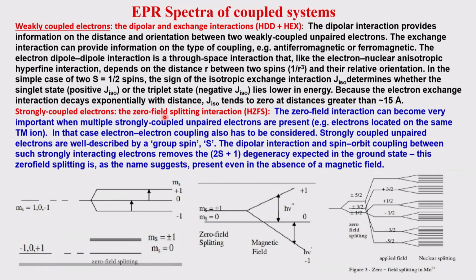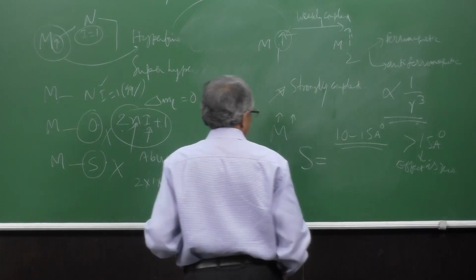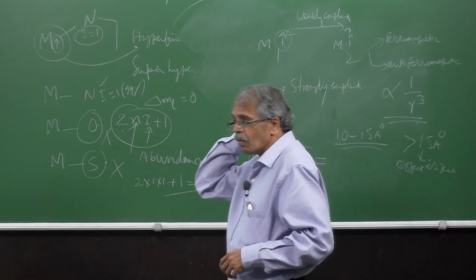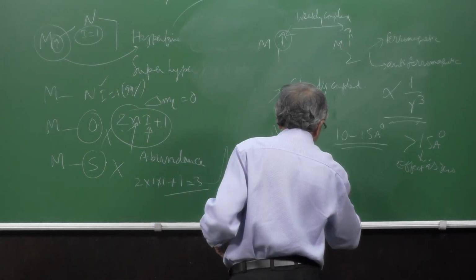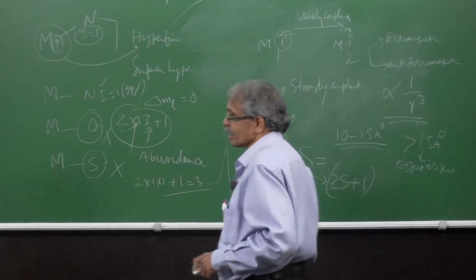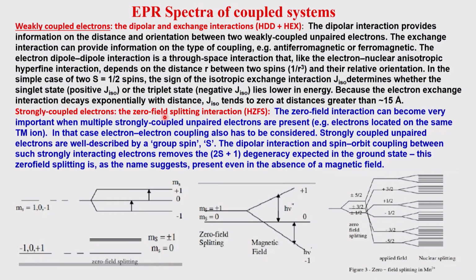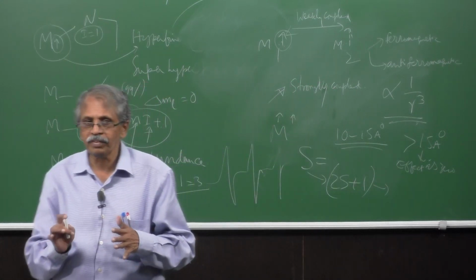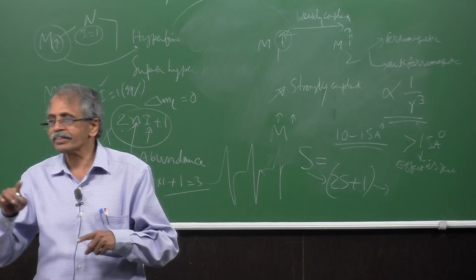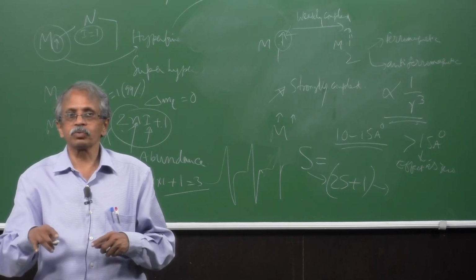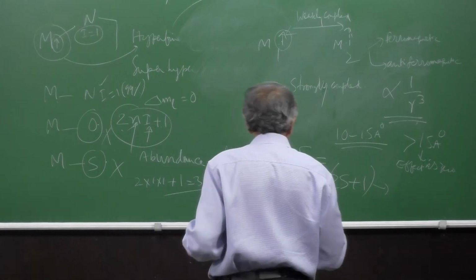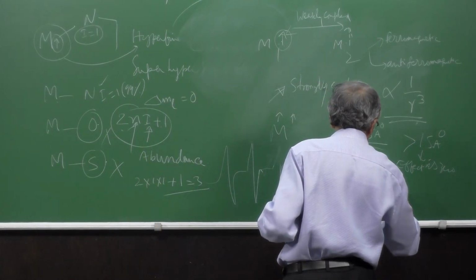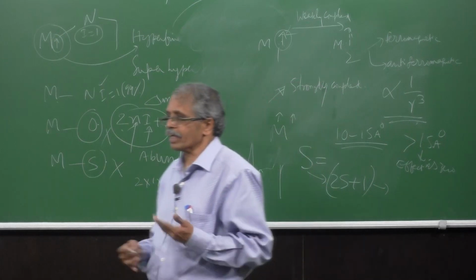When you have strongly coupled, the total spin of the system becomes the sum of the individual spins, and this will give 2S plus 1 states. These 2S plus 1 states may get further broken up. Under normal conditions, with weak coupling, they all have the same energy, whether 2S plus 1 is 3 or 5. But in the case of strongly coupled, these will split further and there will be an energy difference.